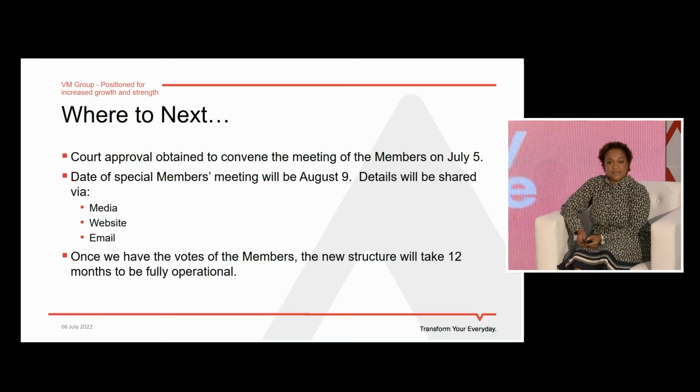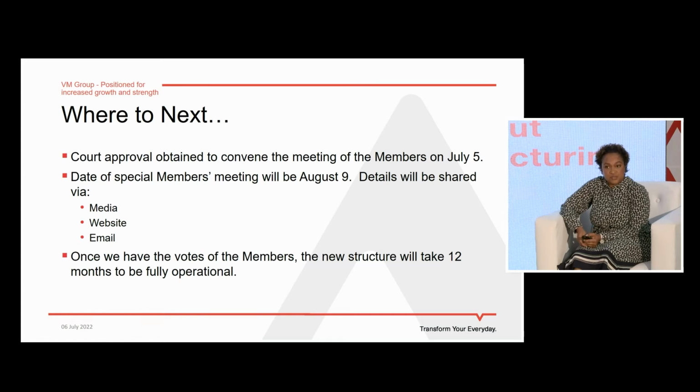So our date for the meeting, as indicated, is August 9th, having received approval from the court yesterday. So we will be rolling out the various notices. Once we have met all the requirements stipulated by the court, that is convening the meeting and putting the resolutions to the members for voting, and we have received the support of the members, we will report to the court, and then the next step would be to implement the new structure.